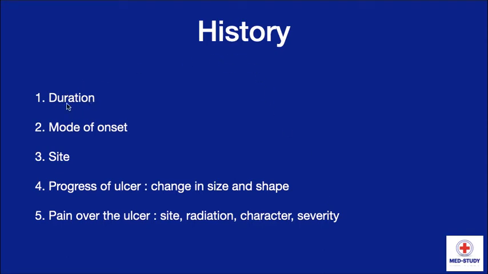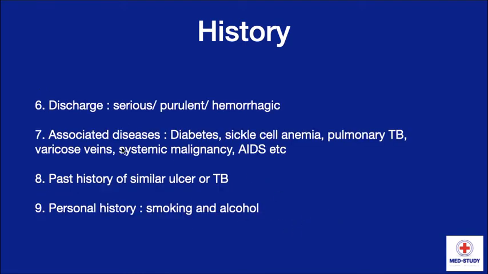First point is duration. Second point is mode of onset. Third is site. Fourth is progress of ulcer, whether there was any change in size and shape. Fifth is pain over the ulcer, site of pain, radiation of pain, character of pain, severity of pain. Then comes discharge, whether there was any serous, purulent or hemorrhagic discharge.